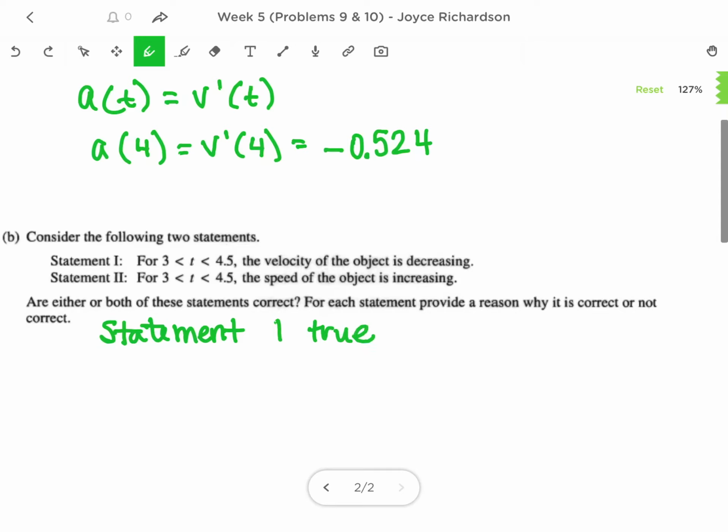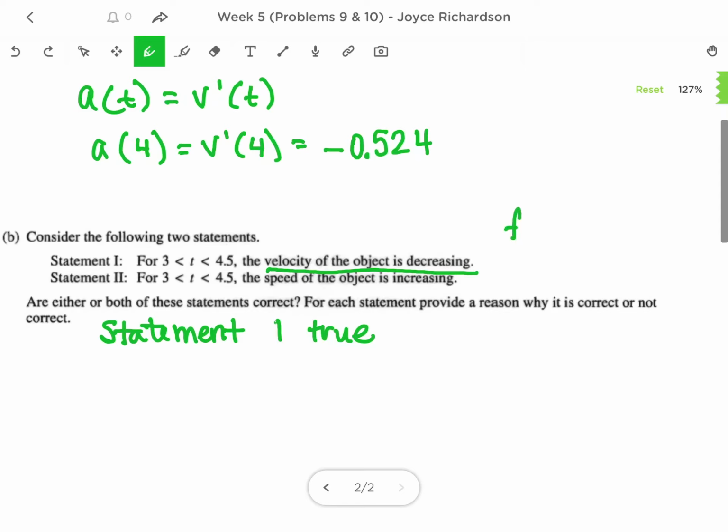And the reason why statement 1 is true, you told me, is because velocity is decreasing. I'm pretty sure that if the statement tells you that the velocity is decreasing, that cannot be justification. So how do we know if a function is decreasing? What do we look at?